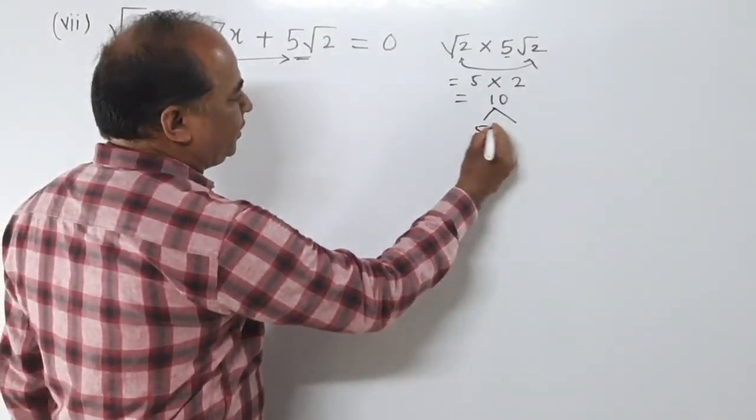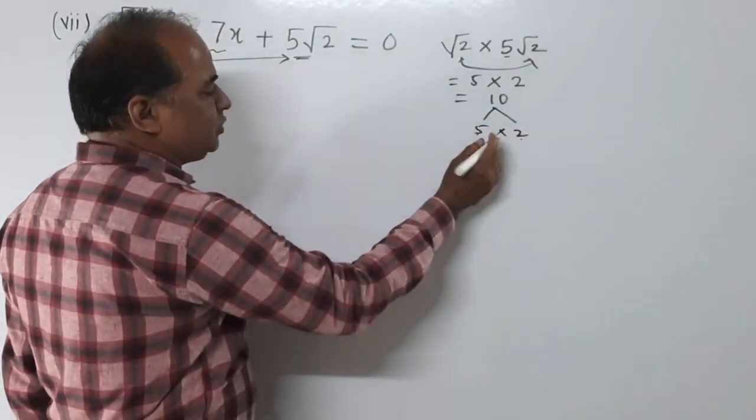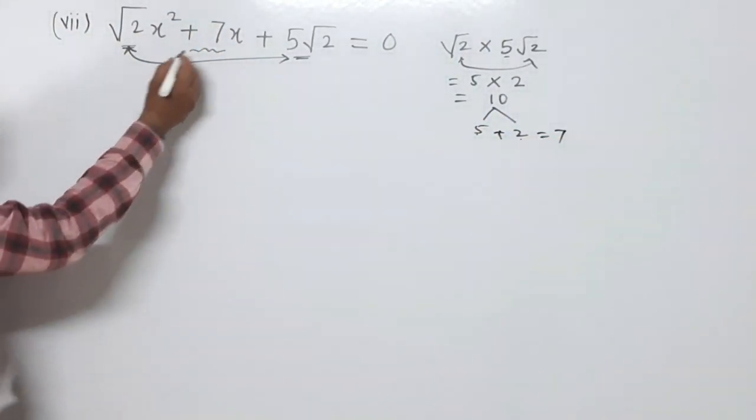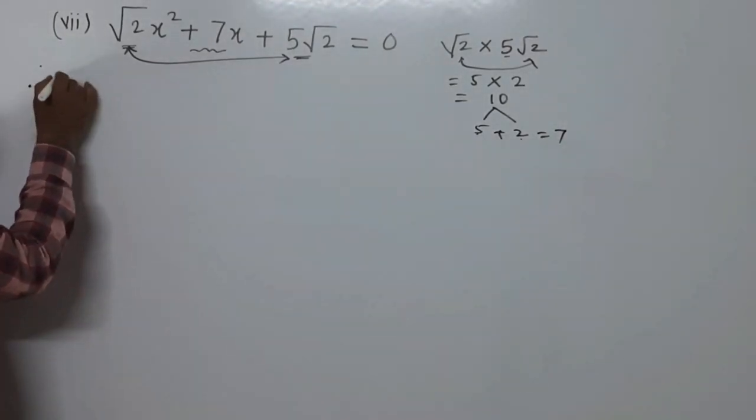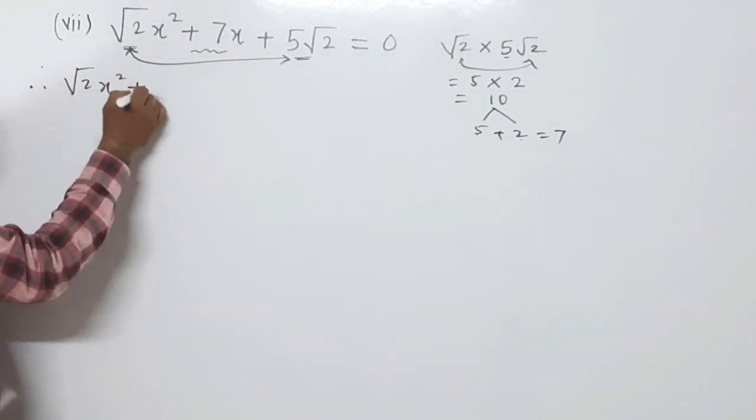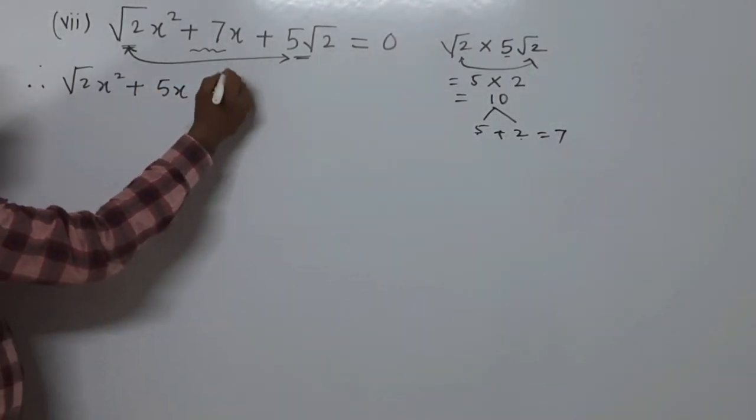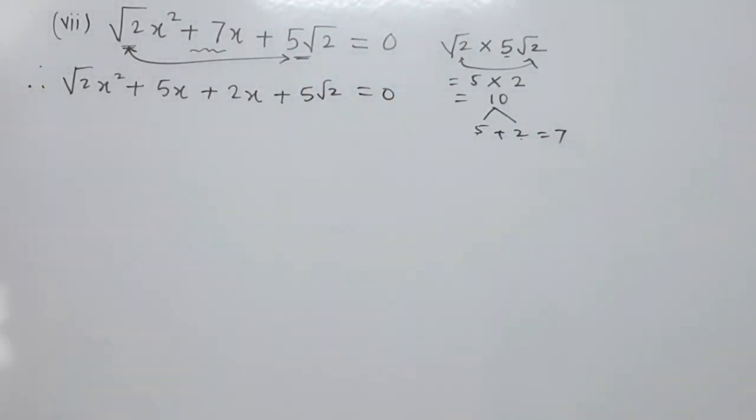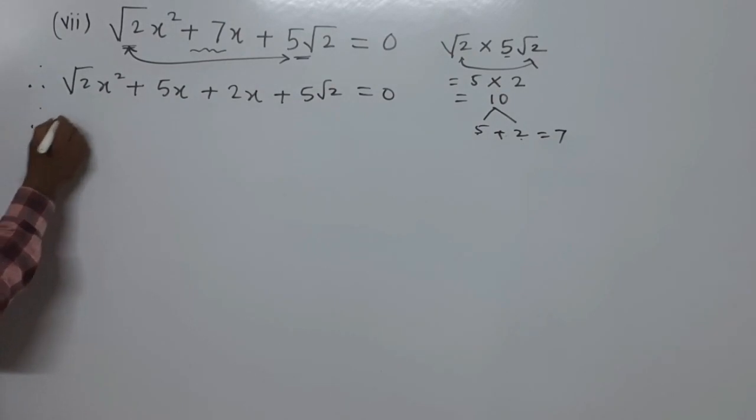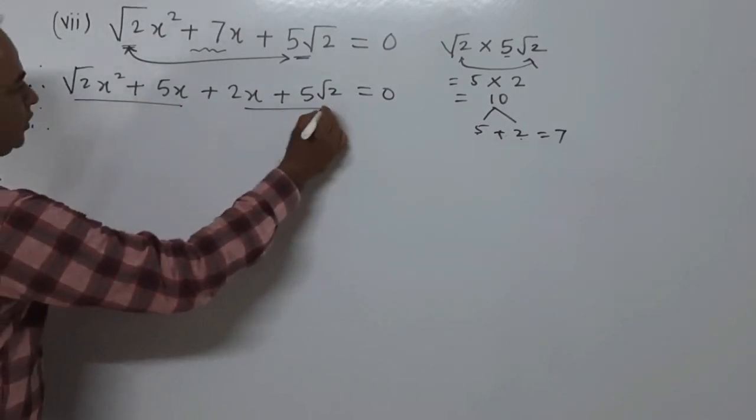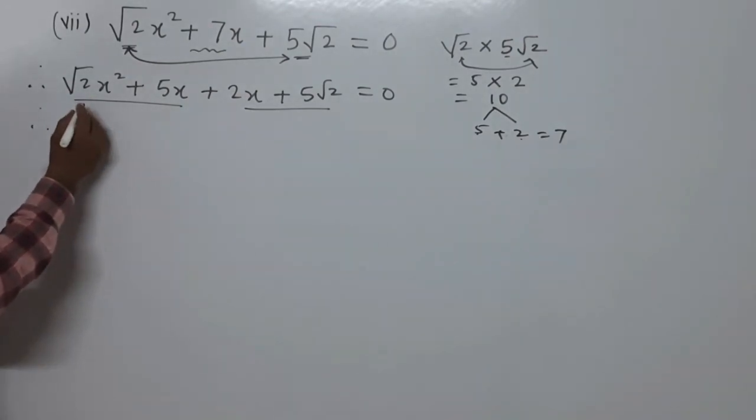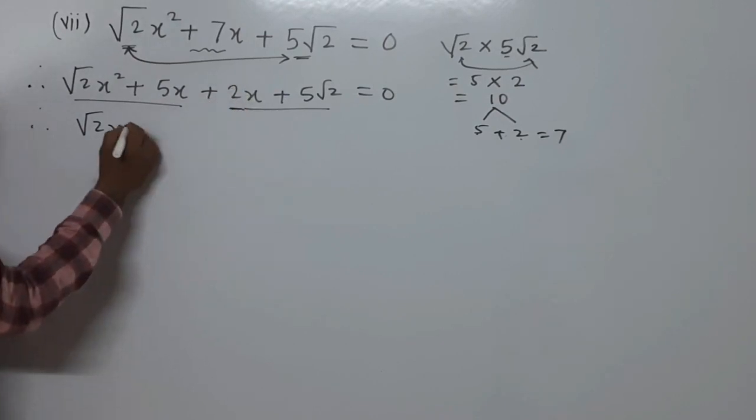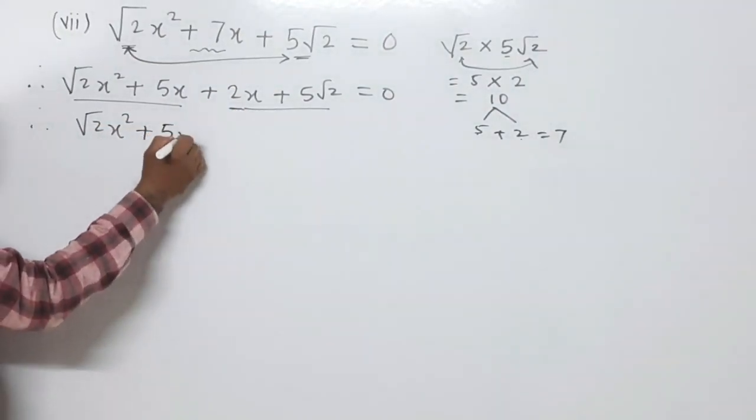So the factors of 10 are 5 into 2, and 5 plus 2 is equal to 7. Now here we have to split the middle term. Therefore root 2 x square plus 5x plus 2x plus 5 root 2 is equal to 0. Now here we have to find the common term. First we will simplify further.